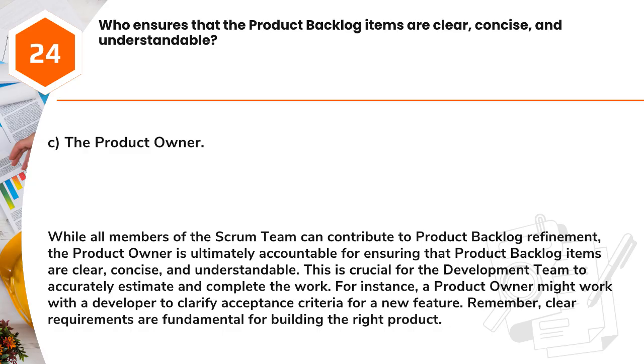Answer: C. The product owner. While all members of the Scrum team can contribute to product backlog refinement, the product owner is ultimately accountable for ensuring that product backlog items are clear, concise, and understandable. This is crucial for the development team to accurately estimate and complete the work. For instance, a product owner might work with a developer to clarify acceptance criteria for a new feature. Remember, clear requirements are fundamental for building the right product.